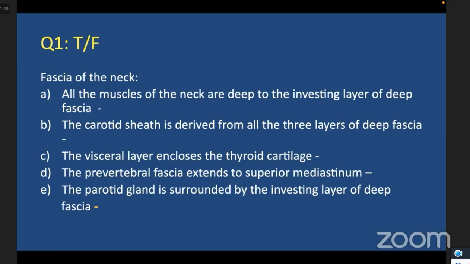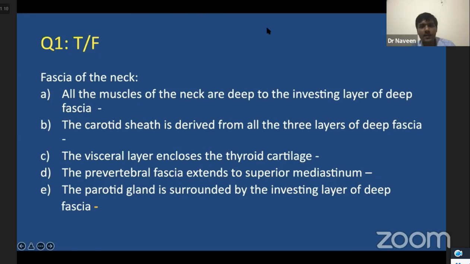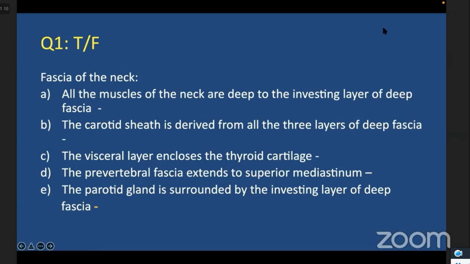Naveen, sir, I'm posting the answers in the chat. Are you able to see them, sir? Yes, I'm able to see them. So most of them say false, true, true, false, true, okay.